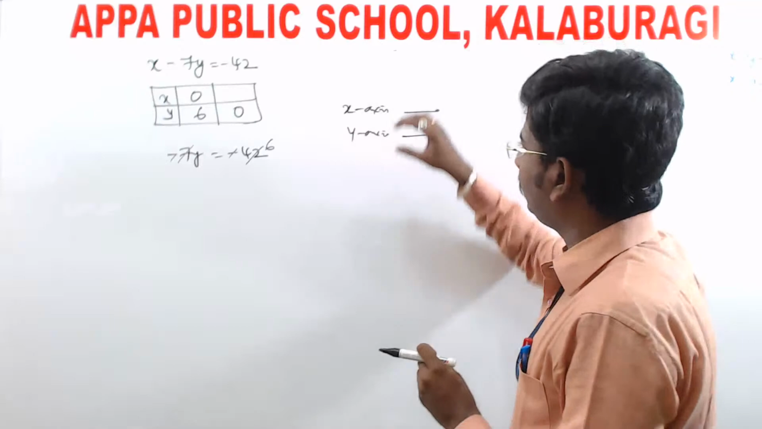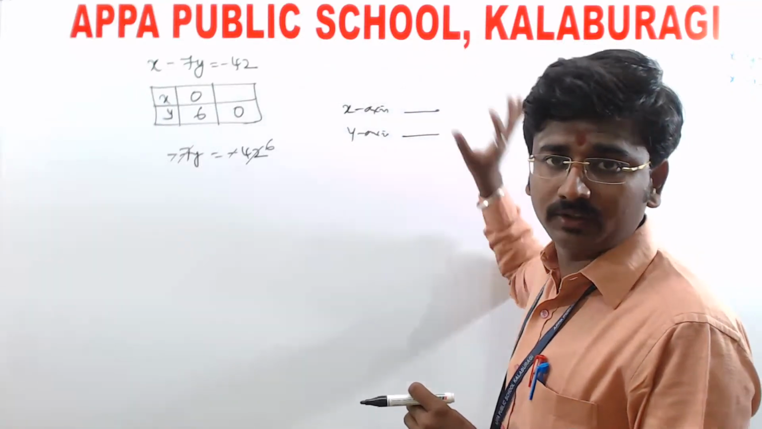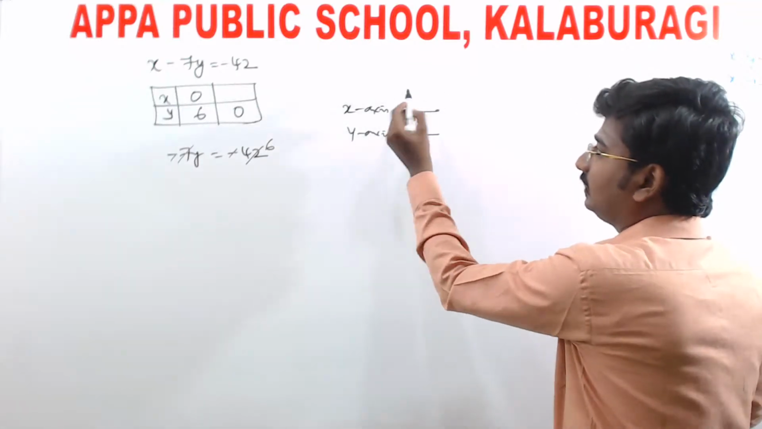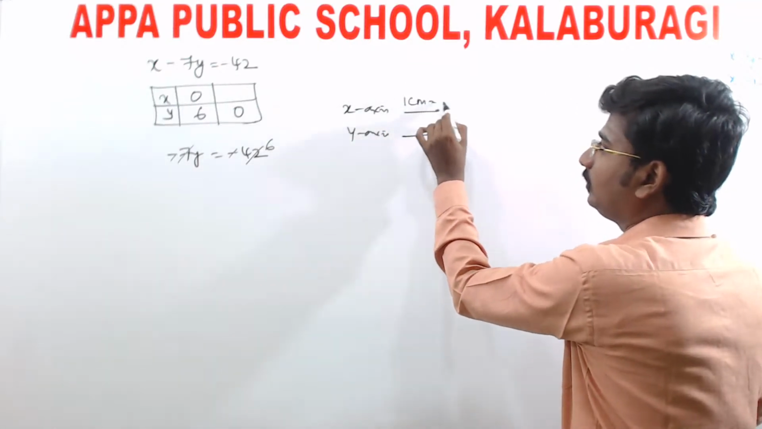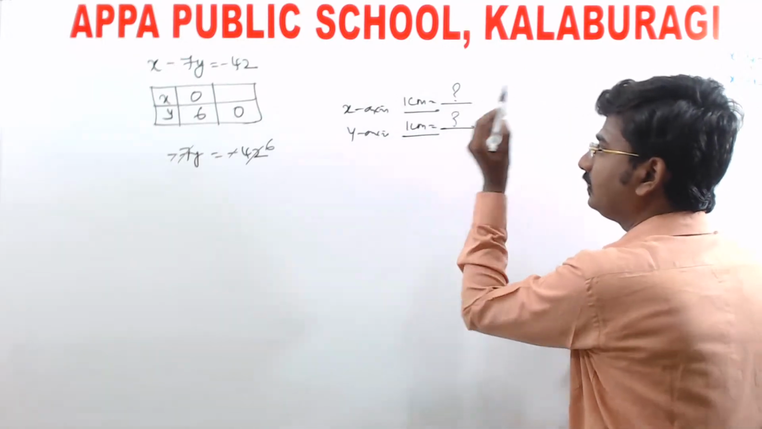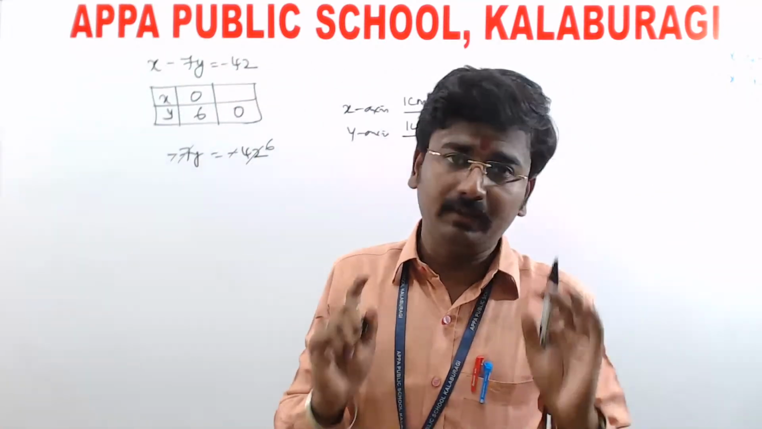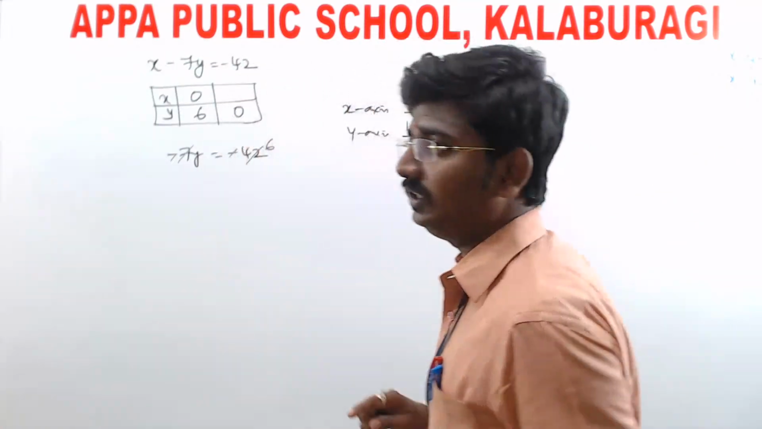Usually what we do, either we take both 1 centimeter equal to some units or 2 centimeter equal to some units. Can I take x-axis, think that 1 centimeter equal to something and even y-axis 1 centimeter equal to something else? Can I change x and y axis scale? Think of it and tell me.